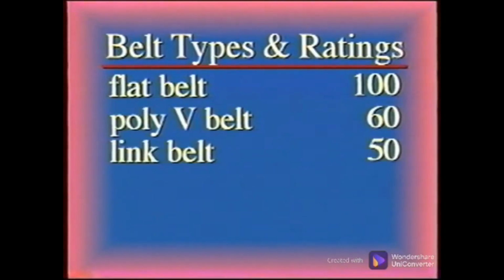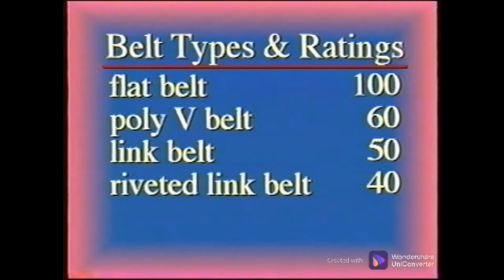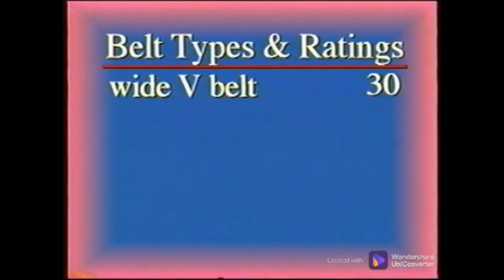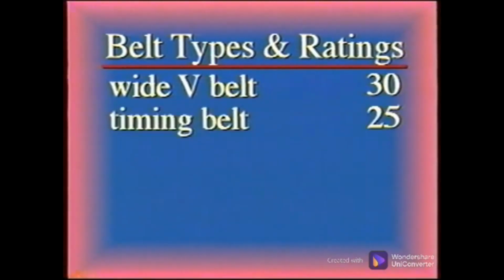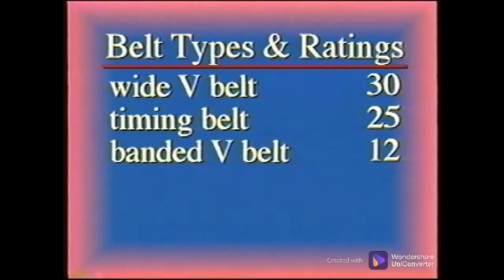The link belt, without rivets, is third with 50 points. The riveted link belt follows at 40 points. The wide-angle V belt is rated at 30 points, and a timing belt is rated at 25 points. The multiple V or banded belt comes in at half that, or 12 points, and the standard V belts are near the bottom at 10 points.